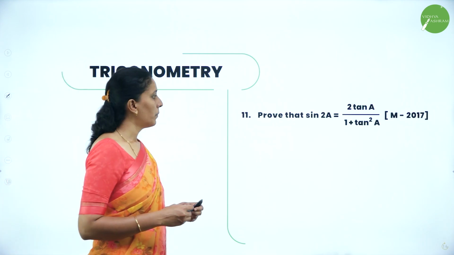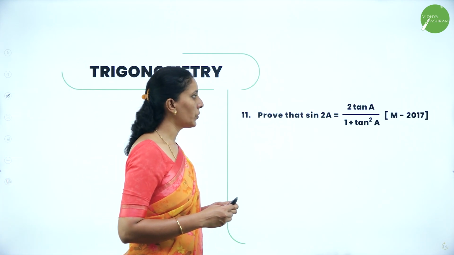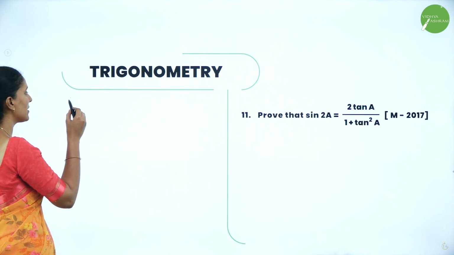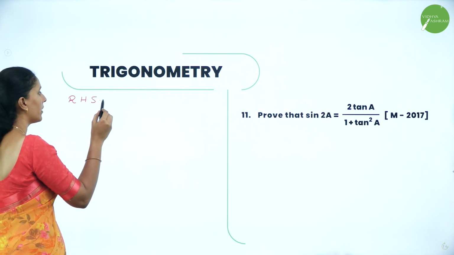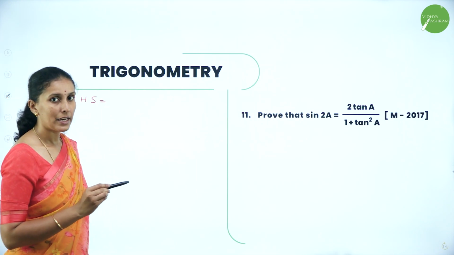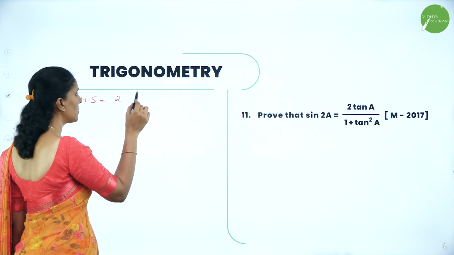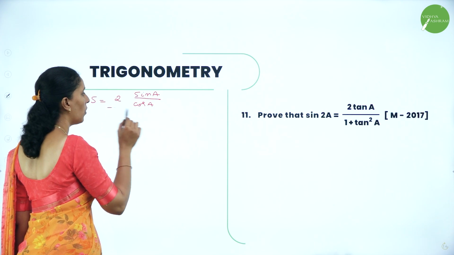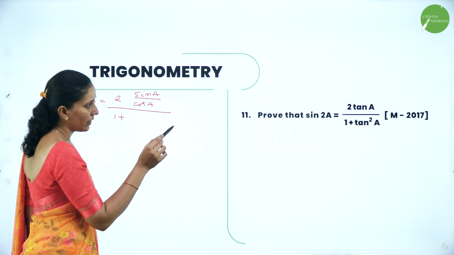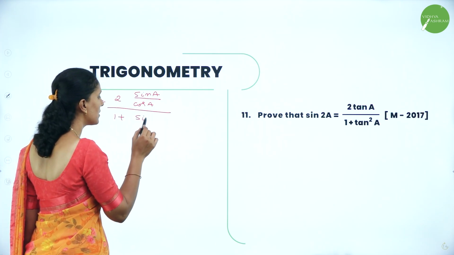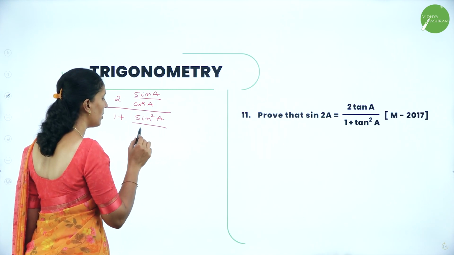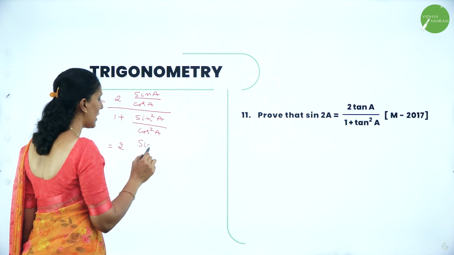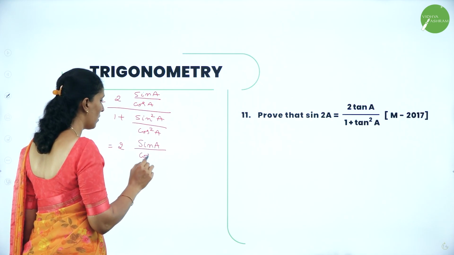Next question. Prove that sin 2a is equal to 2 tan a divided by 1 plus tan square a. Here I will consider the right hand side part, that is 2 tan a. I'll just convert tan a to sin and cos as a ratio. So I'll write tan a as sin a divided by cos a, whole divided by 1 plus, and here we have tan square a, which becomes sin square a divided by cos square a. So here I'll get 2 into sin a divided by cos a.